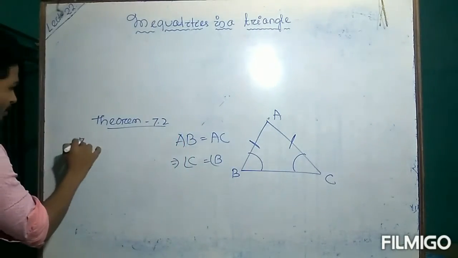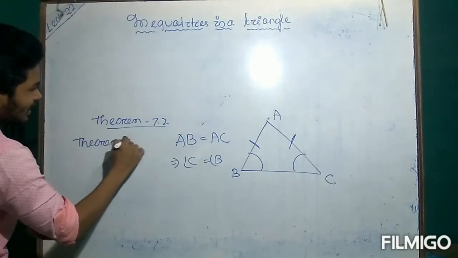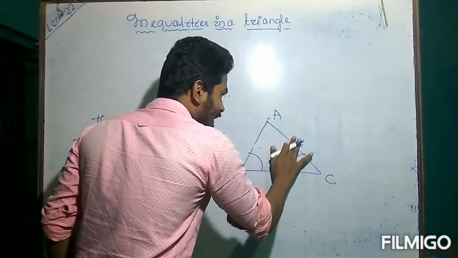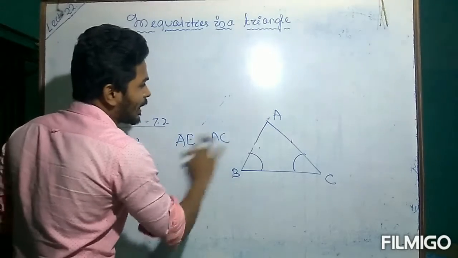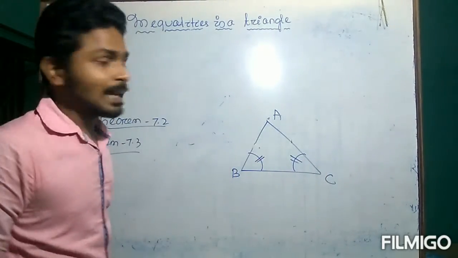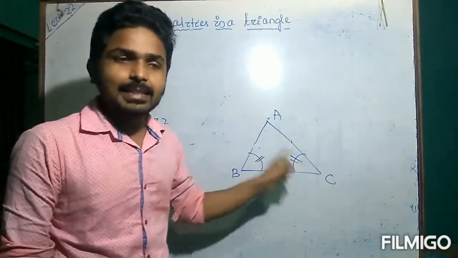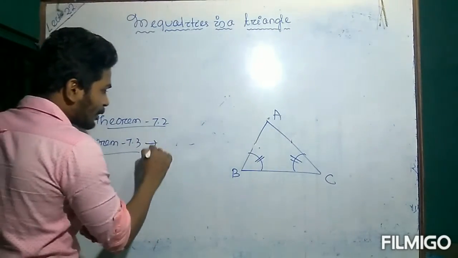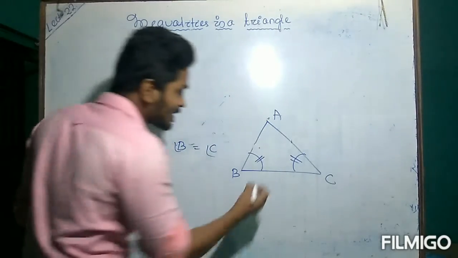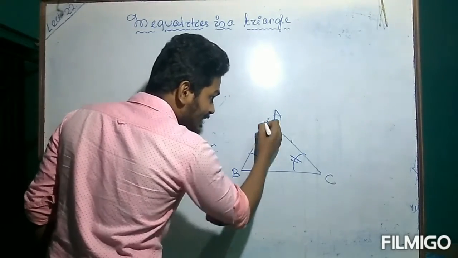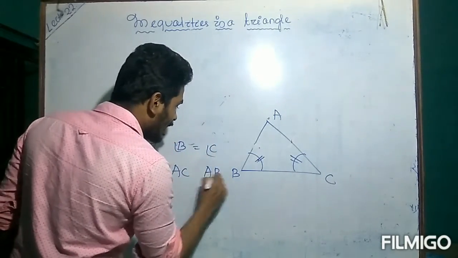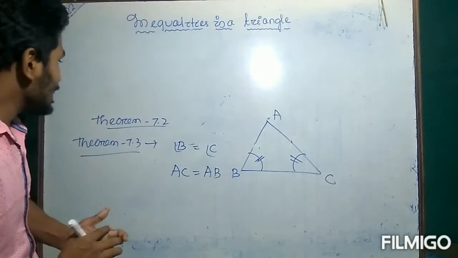Similarly, in theorem 7.3, we have discussed that if in a triangle any two angles are equal, for example this angle is equal to this angle, then their opposite sides must be equal. So here angle B is equal to angle C, it is given. Then according to this theorem, the opposite side of this angle, that is AC, and the opposite side of this angle, that is AB, are equal. This is theorem number 7.3.